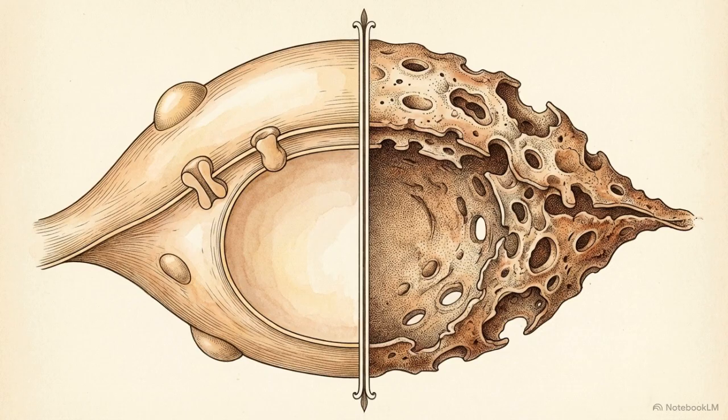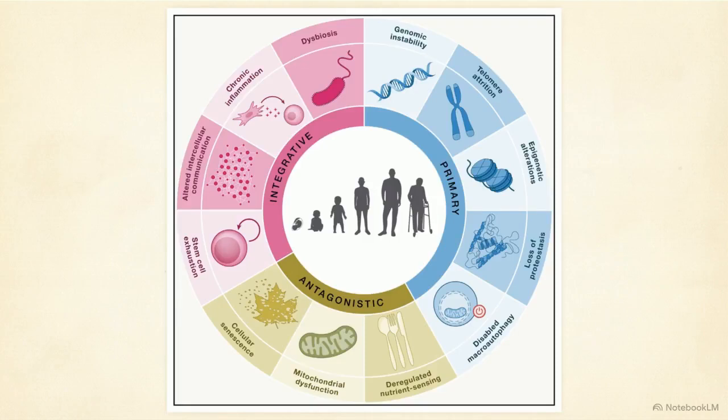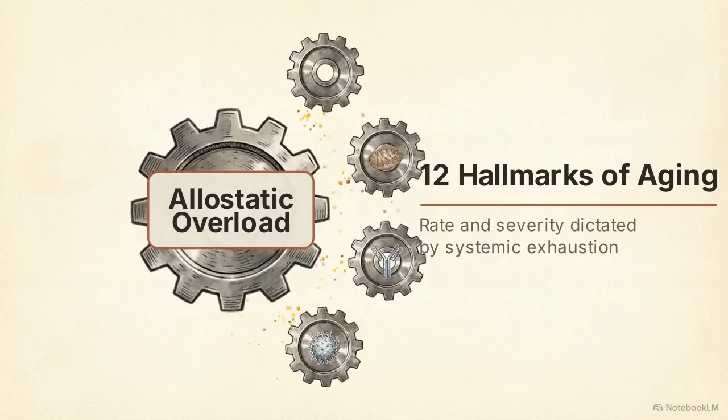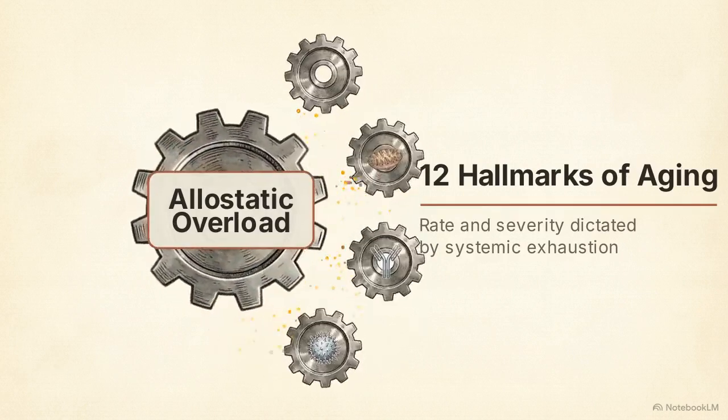Allostatic overload manifests as measurable physical degradation at the cellular level, distinct from simple mental fatigue. These specific tiers of cellular decay are known as the hallmarks of aging, categorized into primary, antagonistic, and integrative layers. Allostatic overload acts as the macroscopic engine that dictates the rate and severity of these microscopic hallmarks.